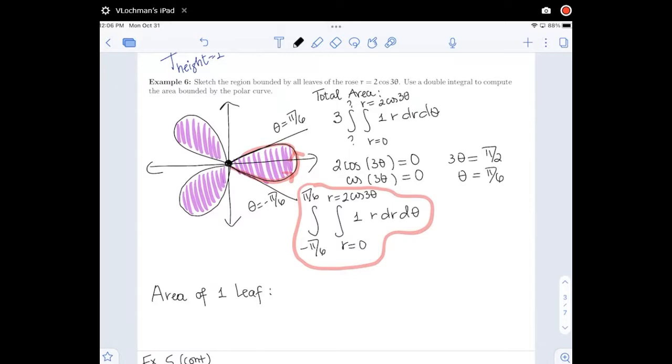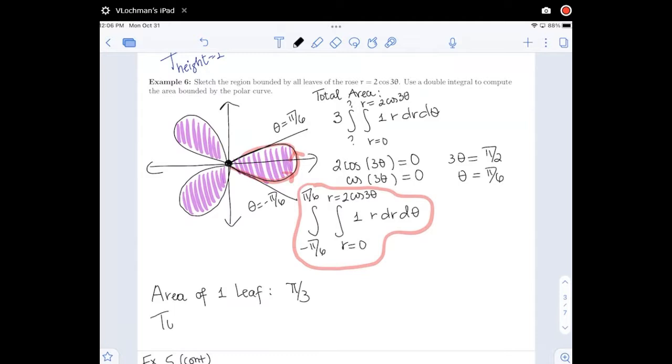Tyler, you have a solution, and so does Carmen. What does it look like? Okay, what did you get for your area of just one leaf? Should be a pretty nice answer. Pi over 3. Okay, yeah. Pi over 3 it is.